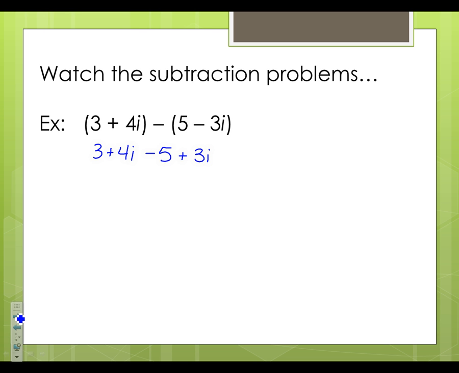Okay, now I can just combine my like terms. I do have a couple of constants, so 3 and -5 make -2. 4i and a positive 3i make a positive 7i.